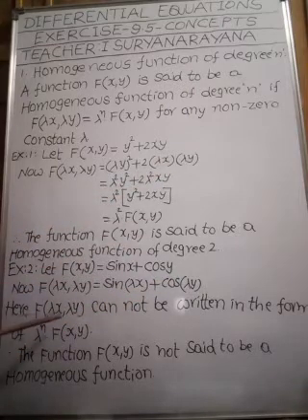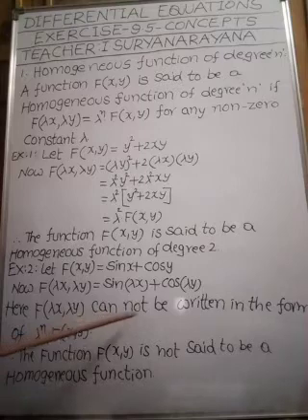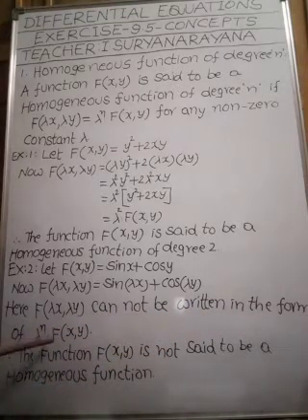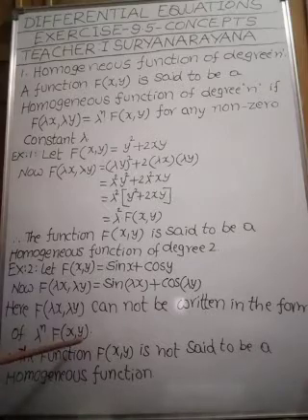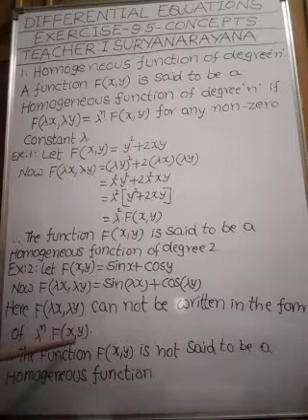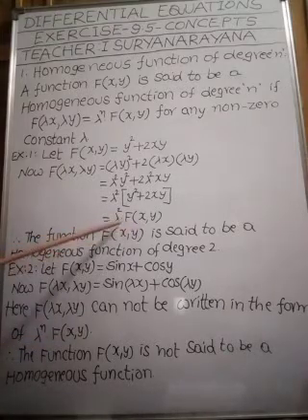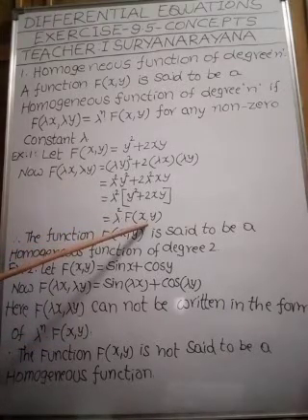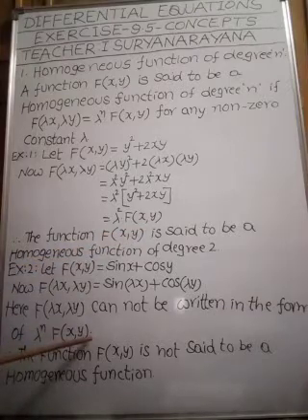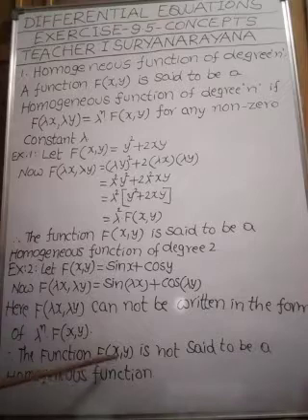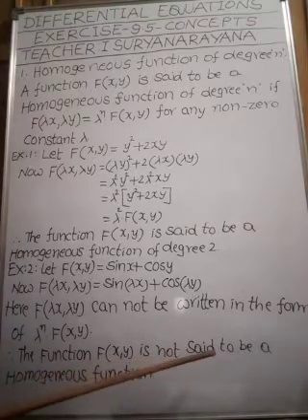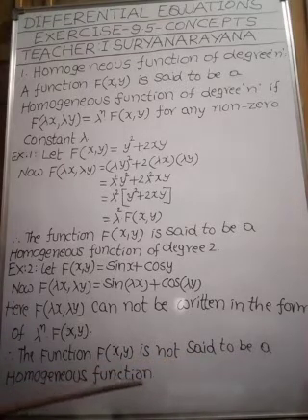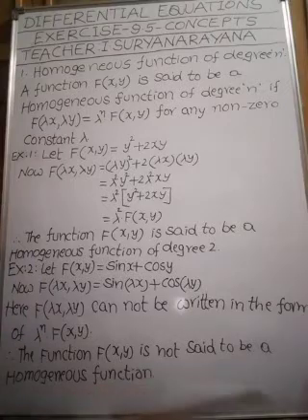So here f of lambda x comma lambda y cannot be written in the form of lambda power n into f of x comma y. We are unable to write this function in this form, as we have written the previous function. So it is not possible here. Therefore, the function f of x comma y is not said to be a homogeneous function. Understood this point, my children?